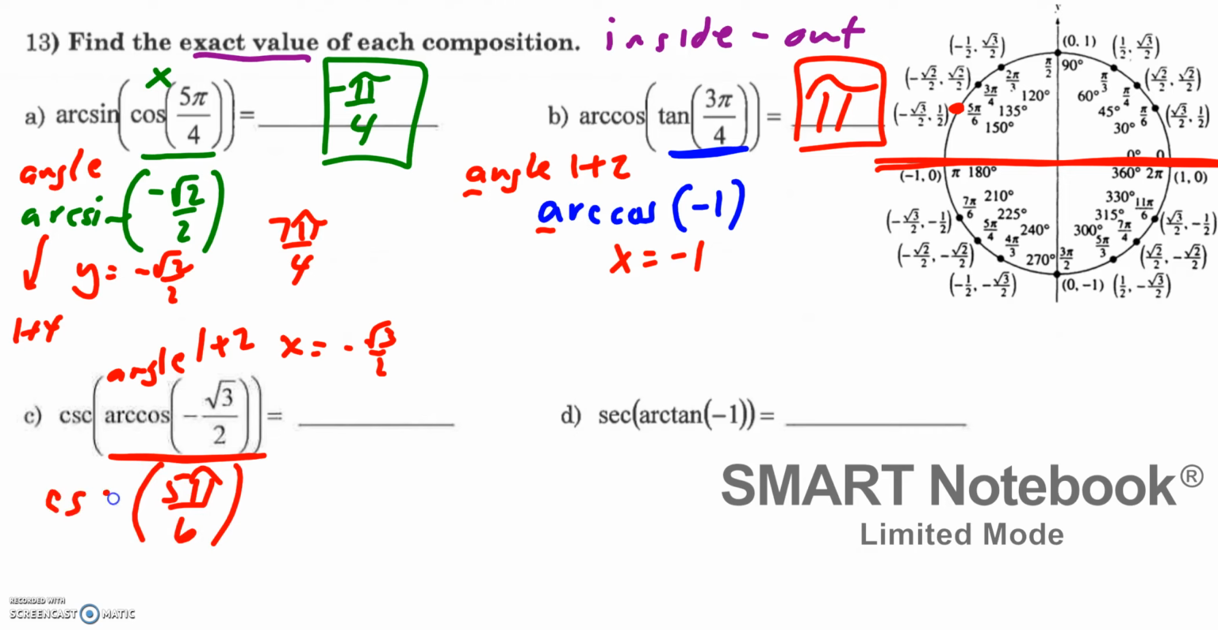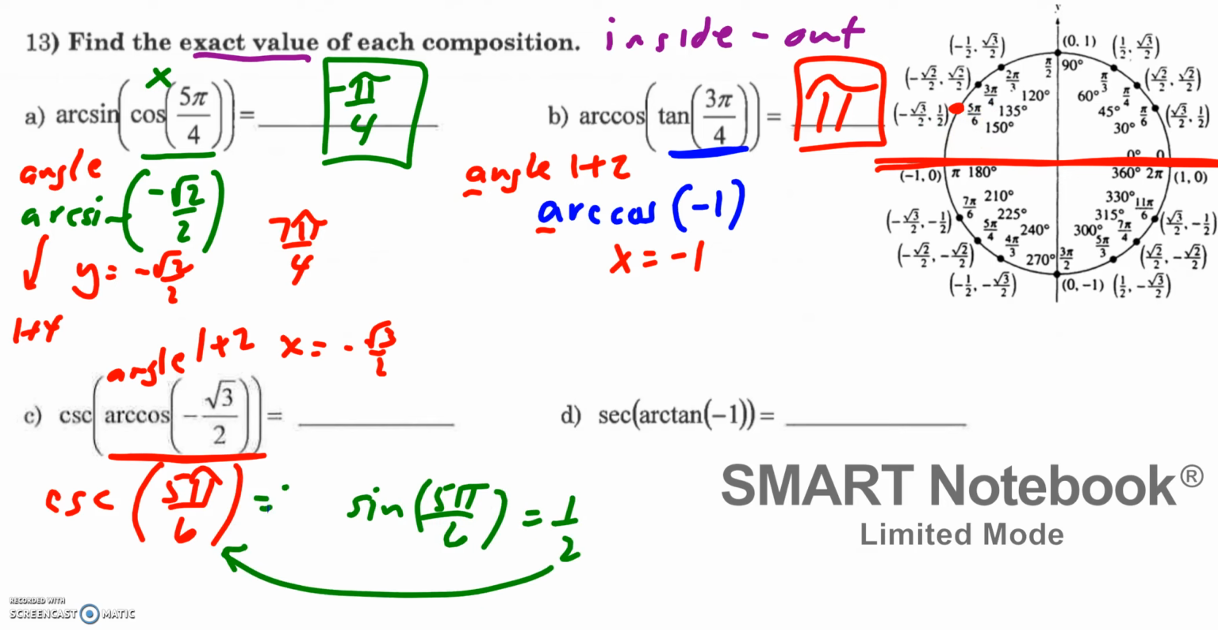But now I want to find the cosecant value at 5 pi over 6. So what we could do first is find the reciprocal value. Sine of 5 pi over 6 is 1/2, which means the cosecant is the reciprocal, 2 over 1, or just 2.